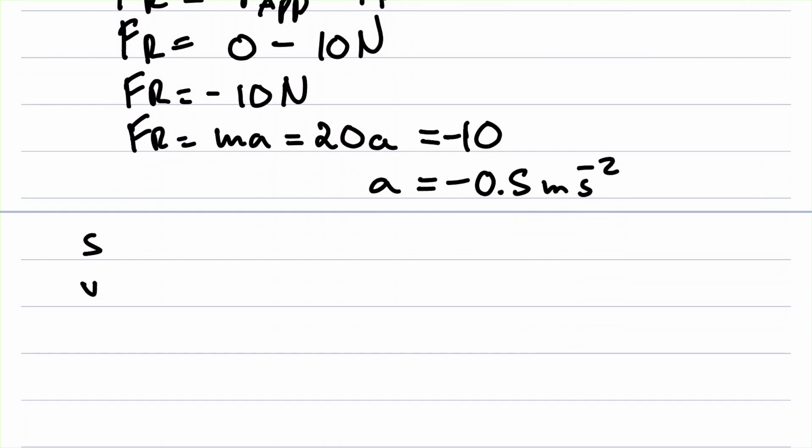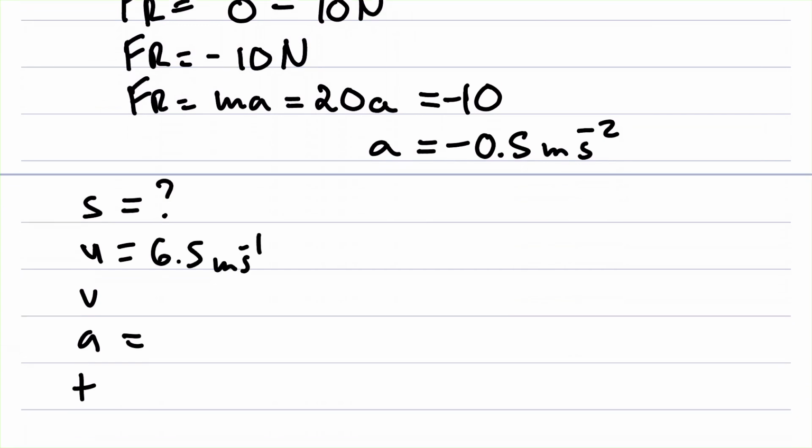So SUVAT. S is what we're trying to solve for. U we know is 6.5 meters per second. V is what? Well, we know it's going to stop, so that's going to be 0 meters per second. And acceleration is negative 0.5 meters per second squared. T we don't need.